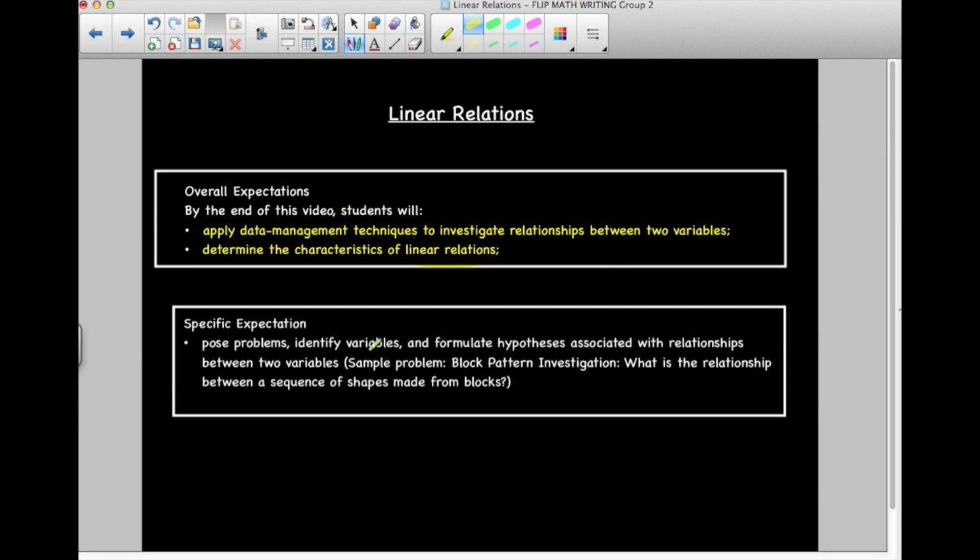Some of the specific expectations that we'll be looking at will be posing problems, identifying variables, and formulating hypotheses associated with relationships between two variables. The sample problem that we'll be considering is our block pattern investigation, and we'll be thinking about this question: what is the relationship between a sequence of shapes made from blocks? As we progress through, we'll think about some of these questions and look at some of the words and terminology associated with linear relations that'll help us solve these problems.